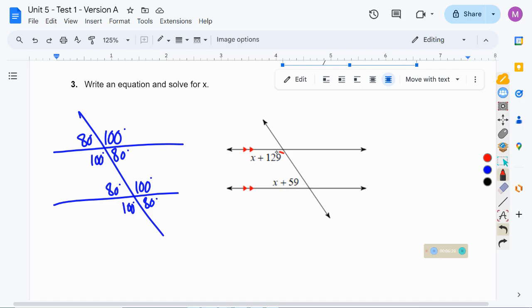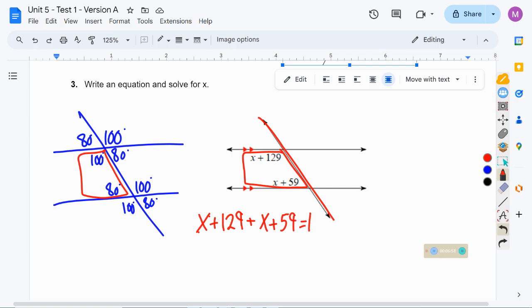We can see that we have these two angles that are on the inside, and they're on the same side of that transversal. So again, we call those same side interior angles. And as we can see here, these two numbers are not the same number, right? 100 is not equal to 80. So this would be the one where they have to add up to 180. So the equation I would write would be x plus 129 plus the other angle, x plus 59, and this has to be equal to 180 degrees. And then we would just go through and solve it.